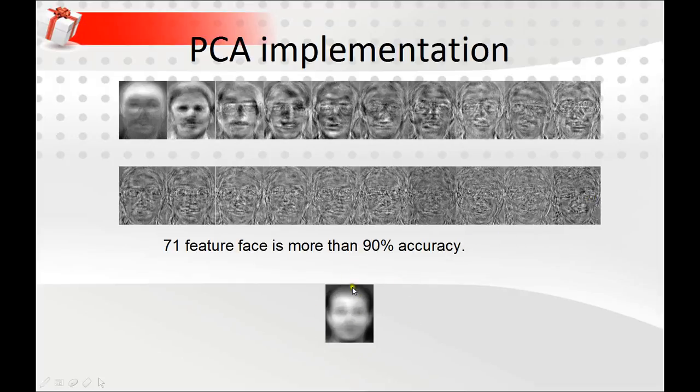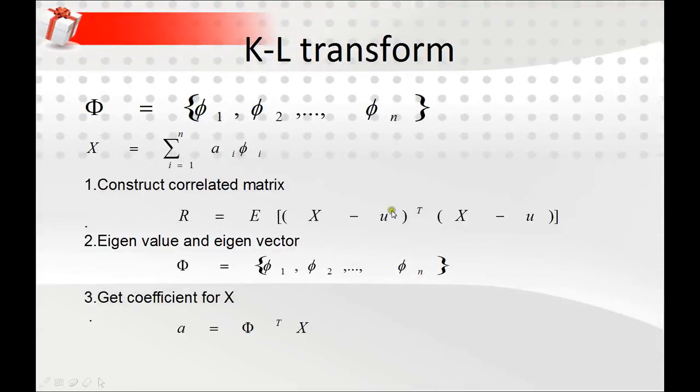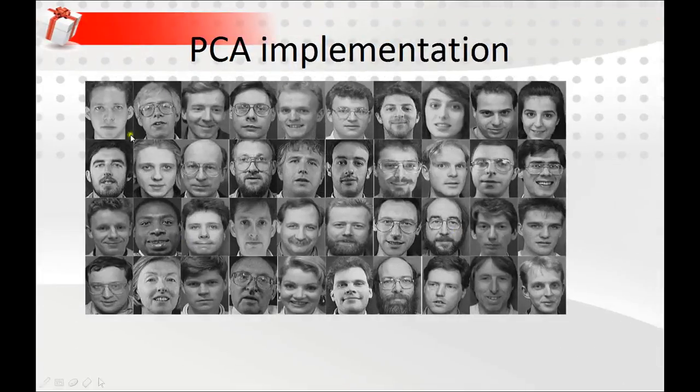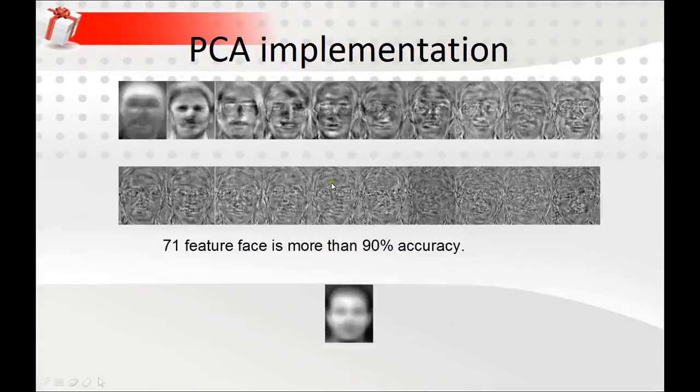And this is the average face. You can see here this equation. This is the average face. It's obtained from the 200 pictures. Every person has 5 pictures, so the total is 200. This is the average face.